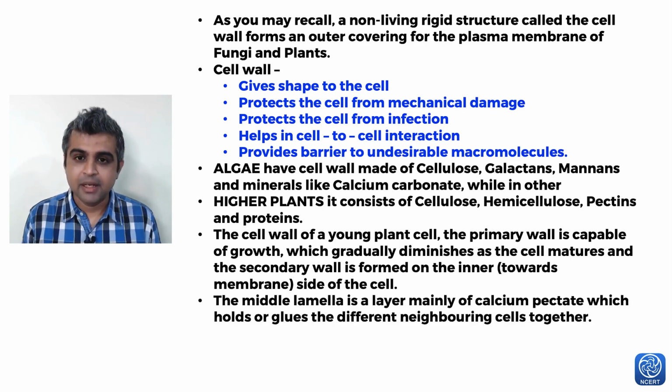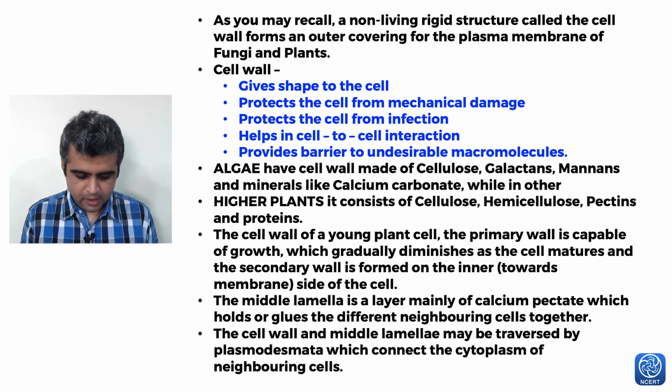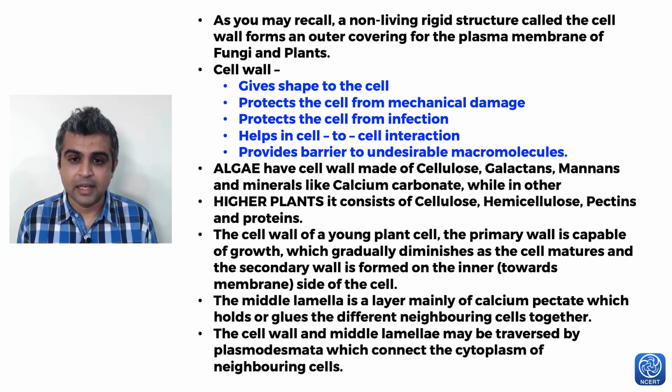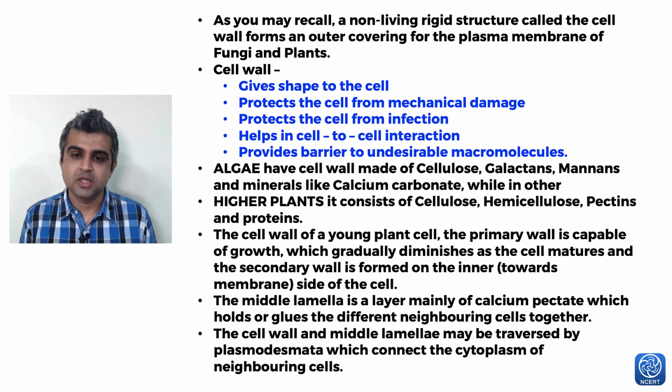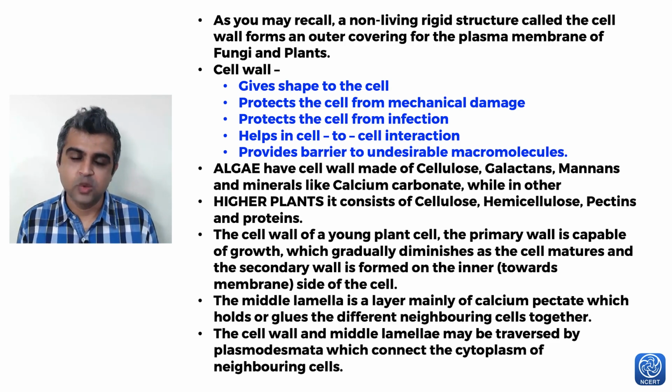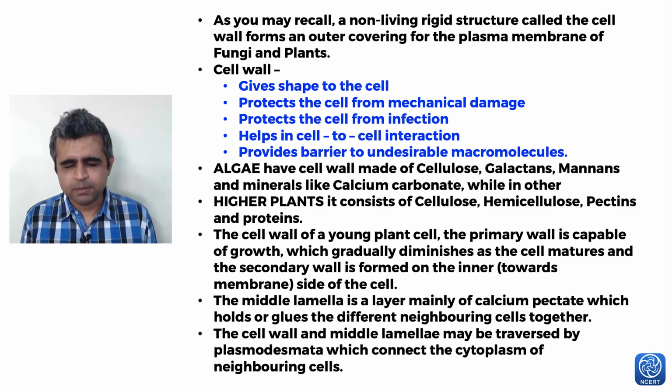The middle lamella is the layer mainly of calcium pectate, which holds or glues the neighboring cells together. The cell wall and middle lamella of adjacent cells may be traversed by a connection of cytoplasm called the plasmodesmata. So I hope that this entire paragraph, which is the only thing that they have given in NCERT about the cell wall of a eukaryotic cell, is now absolutely clear to you.